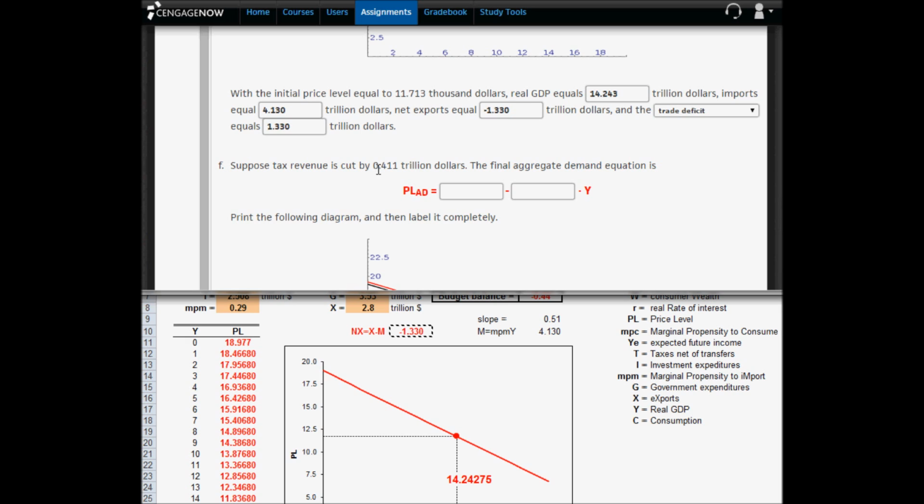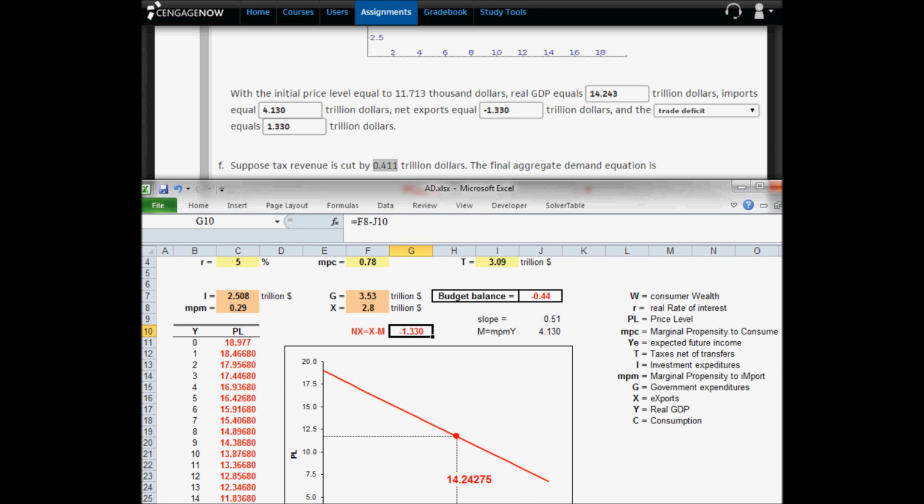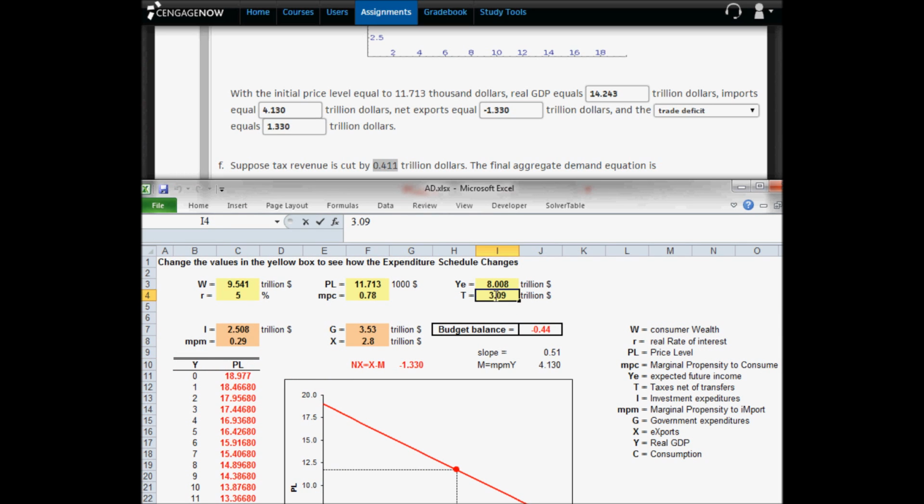If tax revenues are cut by $0.411 trillion, the initial level is $3.09 trillion. If we cut taxes by $0.411 trillion, we're going to subtract that value from the initial taxation level. So the new level of tax revenues is much lower, $2.679 trillion.